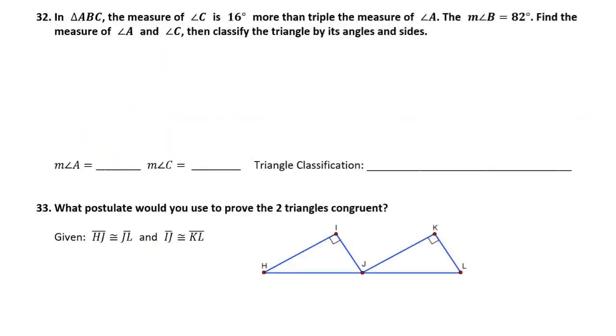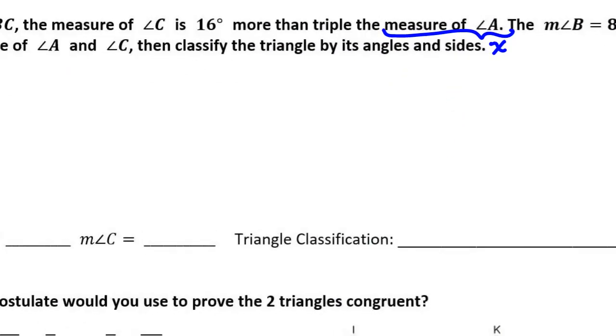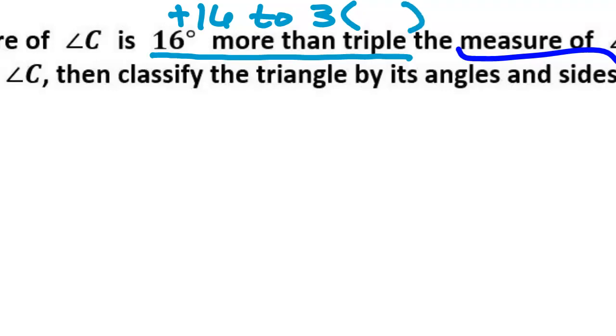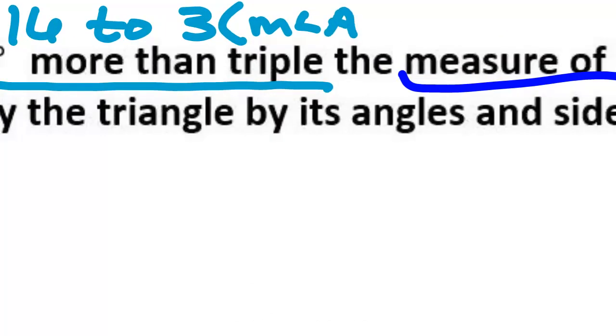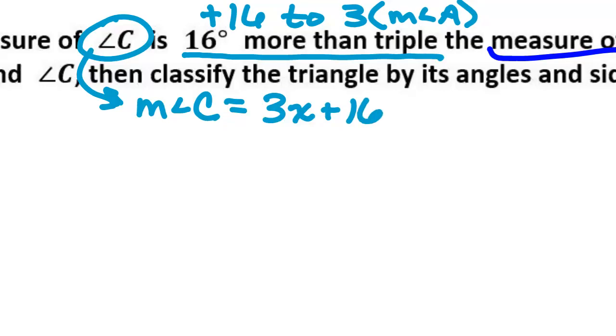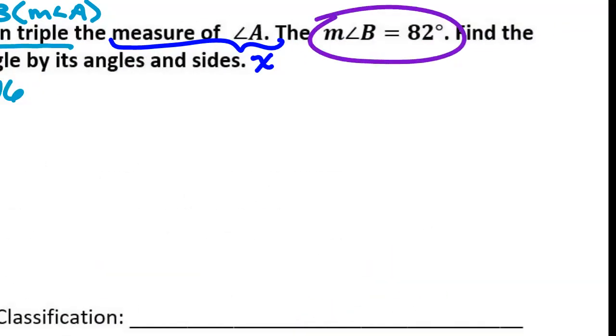Here we go. In triangle ABC, the measure of angle C is 16 more than triple the measure of angle A. They did not tell me how big angle A is. So for the measure of angle A, I'm going to represent that with an X. C is 16 more than triple, so I'm going to add 16 to 3 times the measure of angle A, and I'm letting X stand in for that. So the measure of angle C would be 3X plus 16. And then it tells me that the measure of angle B is 82 degrees.